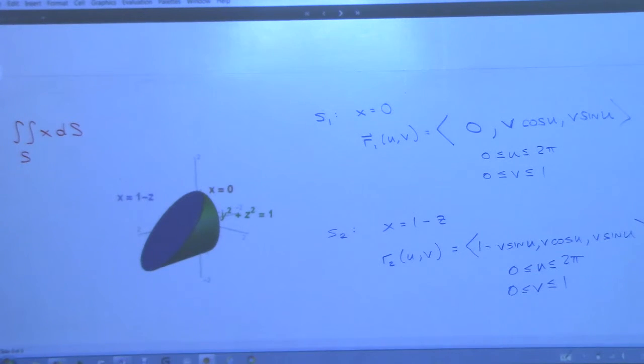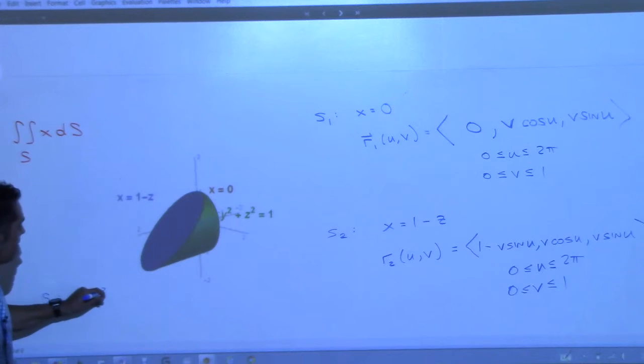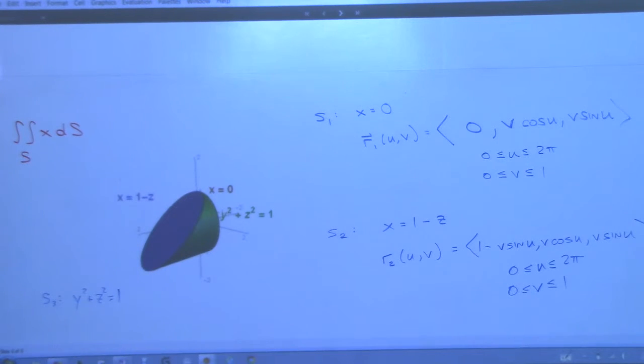How about the cylinder part, S3? S3, which is the part that is this.